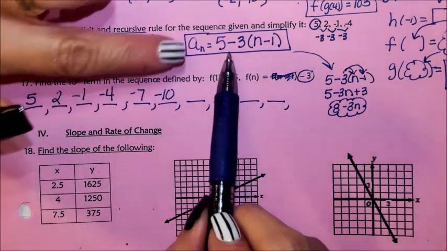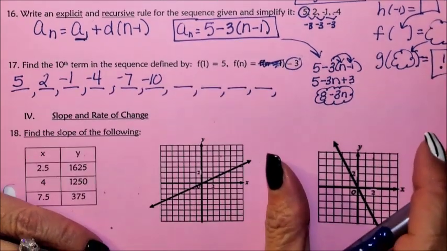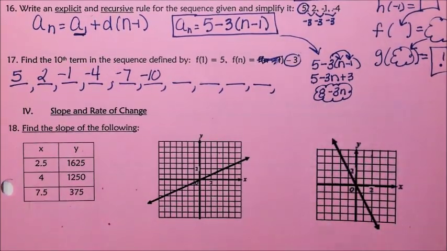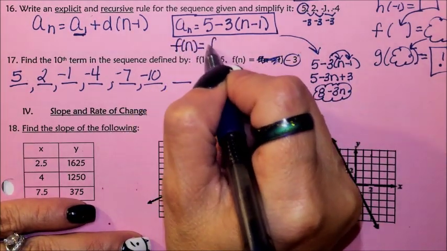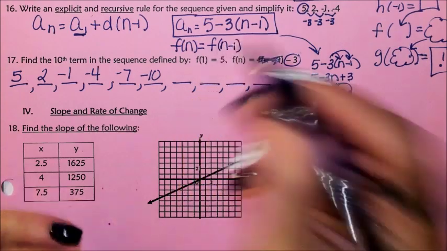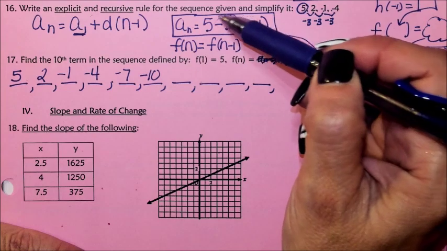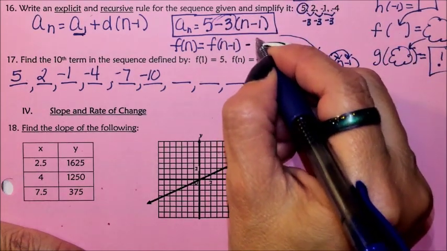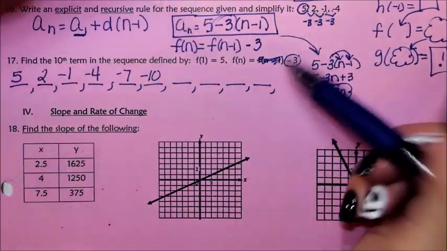So if I wanted to write the recursive rule for this one up above, I don't really ask you to write the recursive rule. I ask you to find the different terms. So I'm not really concerned about it. But if I did, I would say f of n equals f of n minus 1. That's just the way the recursive rule works. I'm subtracting 3 every time. So I would say minus 3. Which this one and this one, they're kind of all the same.